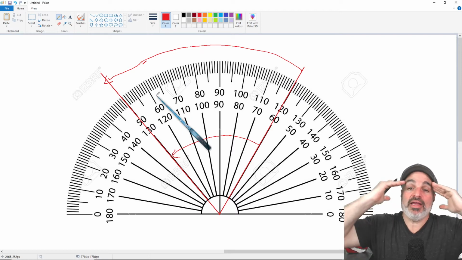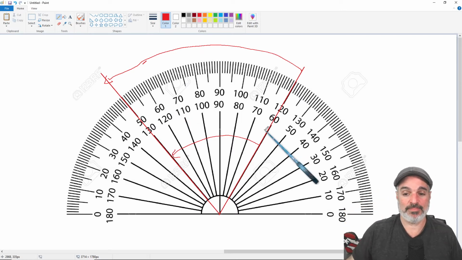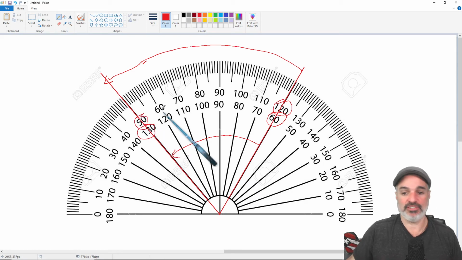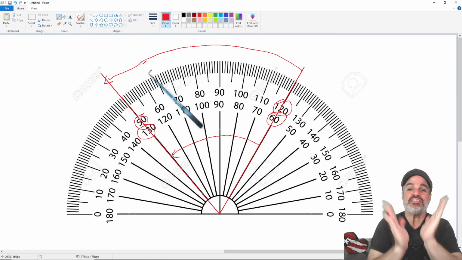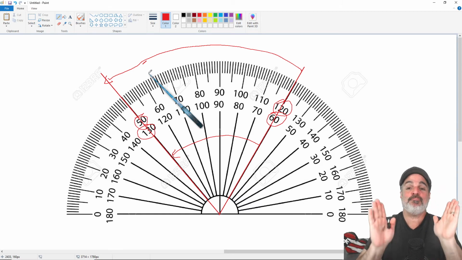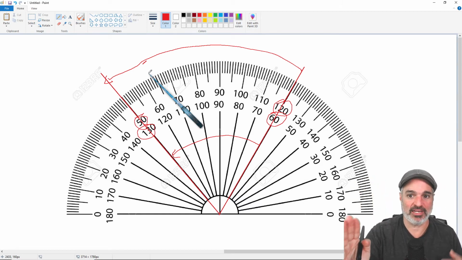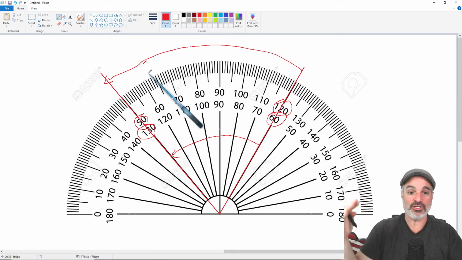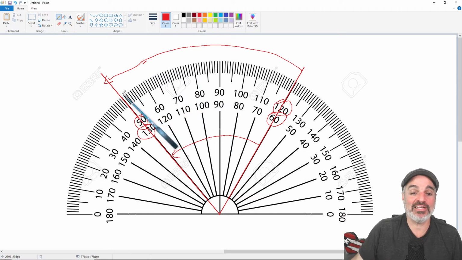Well, our brains are going to be tempted to say, oh, this is 60 degrees, or this is 120 degrees, or this is 130 degrees, or this is 50 degrees, because those are the numbers that we see on the lines. But that's not right. That's just the measurement on that particular line. To be able to say how big the angle is, you have to count the lines between this point here and this point here.